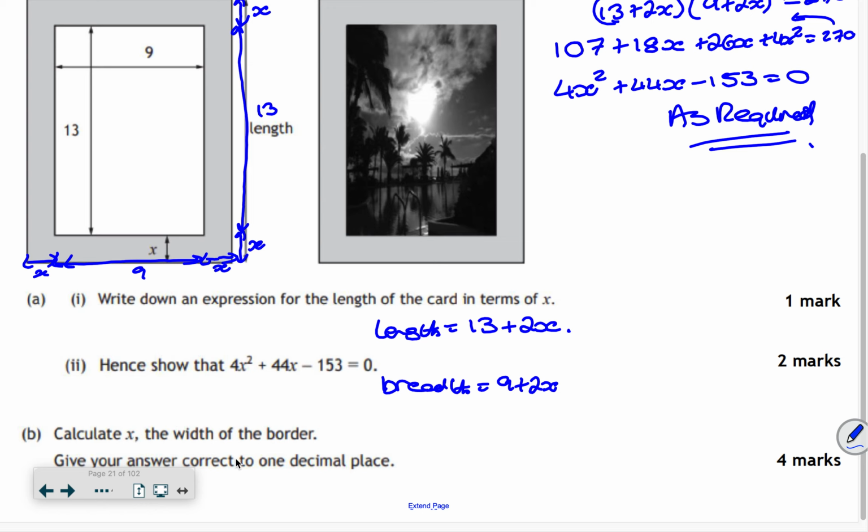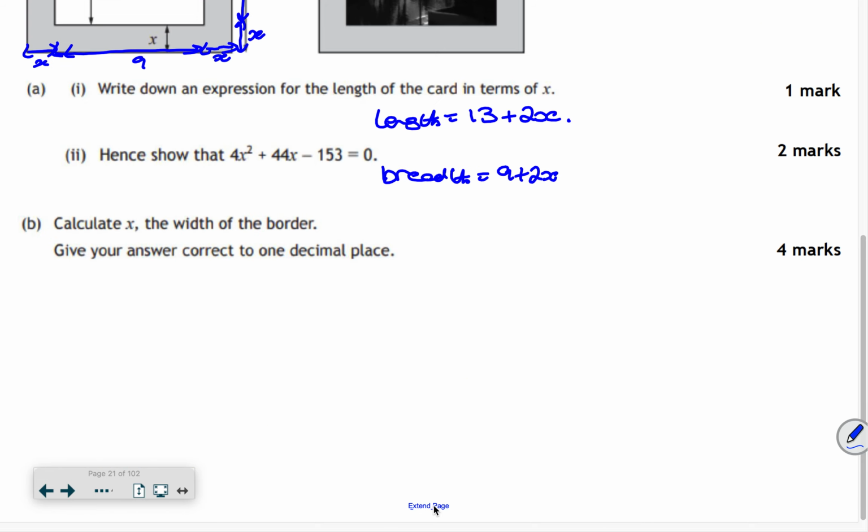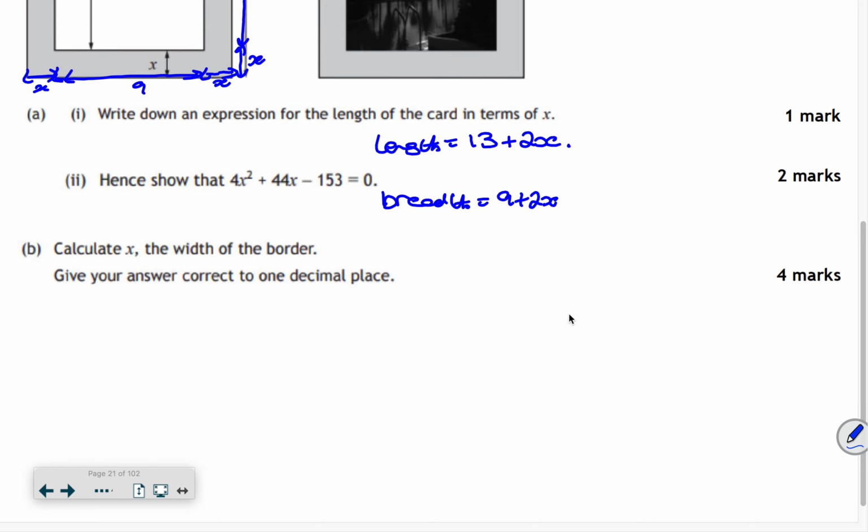Now, this question is saying give your answer correct to 1 decimal place. The clue here is actually telling us to use the quadratic formula, because we can't get roots to 1 decimal place rounded by factorising. We have to use the quadratic formula, and it is quite a big number here as well. So there's no way we could possibly factorise that. So let's use the quadratic formula.